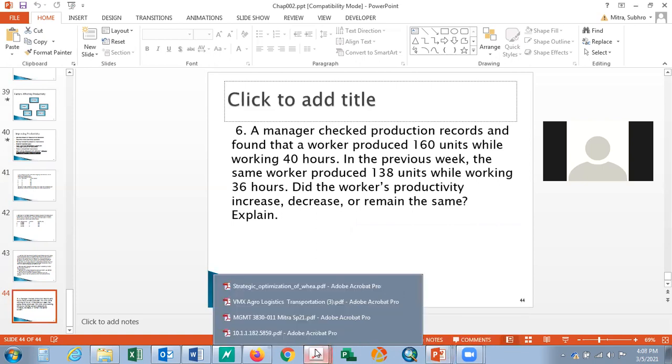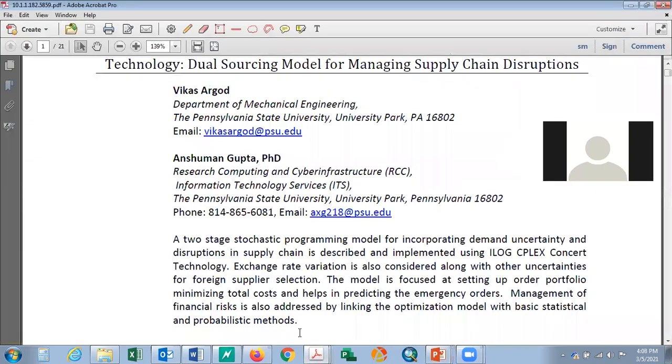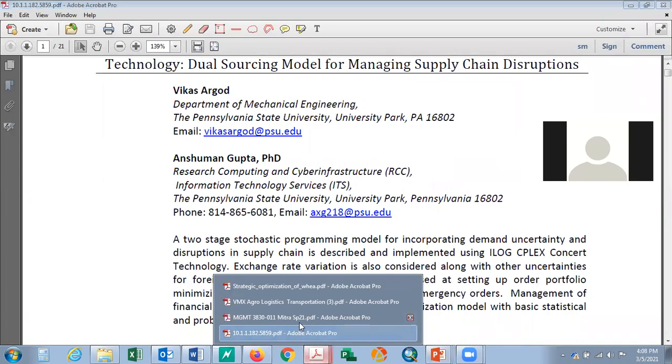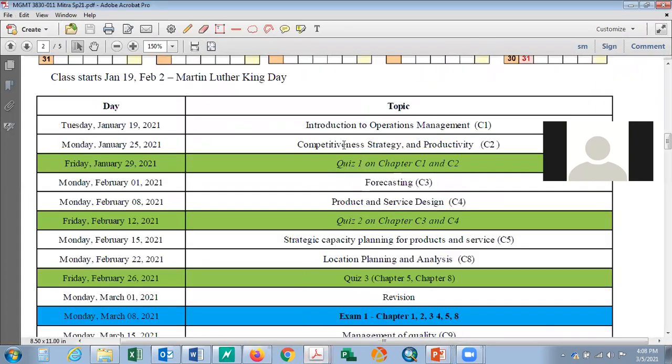Next chapter, what we have is, let me get the syllabus here. So that was competitiveness, strategy, and productivity. The next chapter is forecasting. Now, forecasting is probably one of the most difficult chapters all our students face. That's because there are a number of numerical problems from this chapter on forecasting.